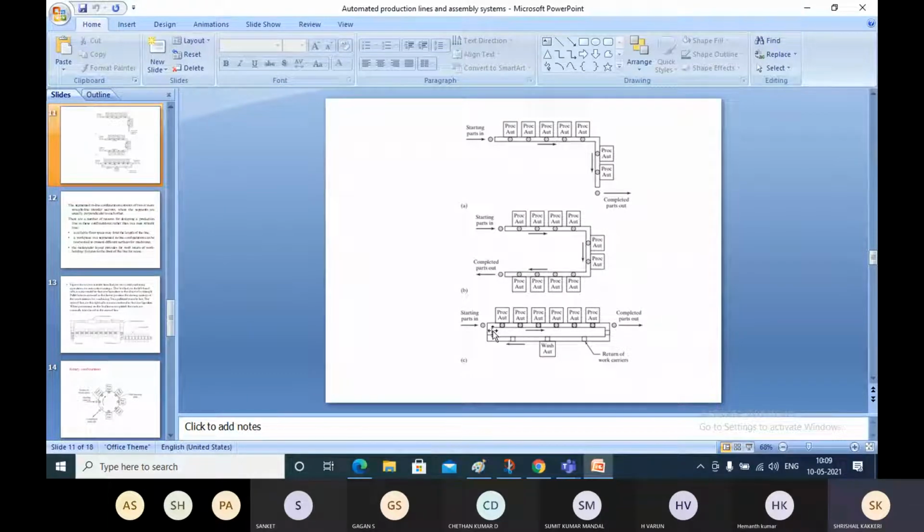And you can see here in the rectangular shape, the work part will be entering from the left, and the processing will be done at each station. The completed part will go, and the work carrier will again come to this point, where there will be a washing machine or washing station or some other station, and there it will be washed and then it will be entering.